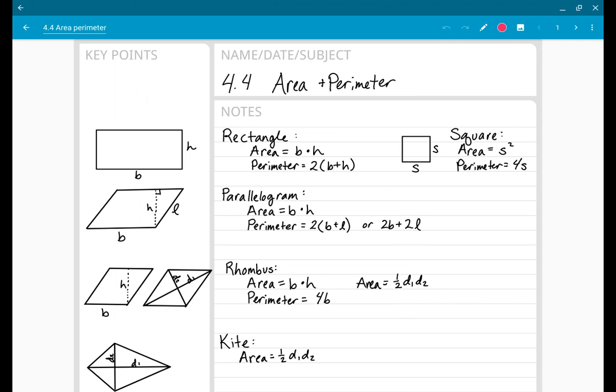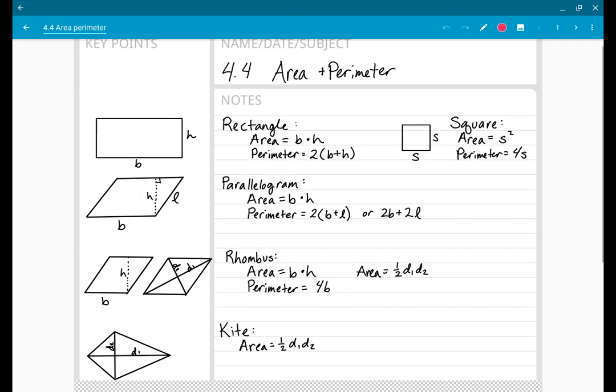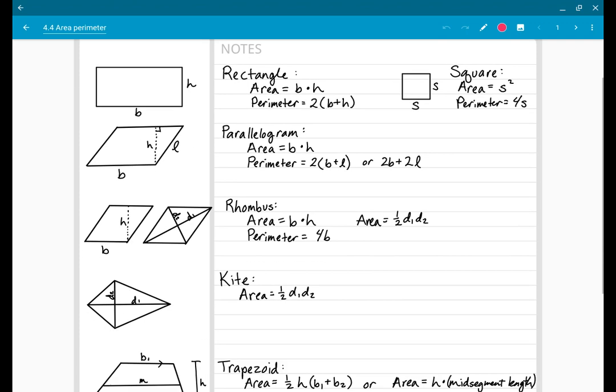So here we've got rectangles and squares, and I've represented the area and perimeter with various letters. B always stands for base, and H for height. In a moment, we're going to talk about what height really means, but for now, let's get all of the formulas written down.